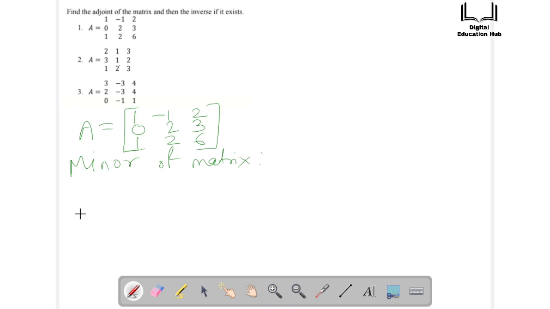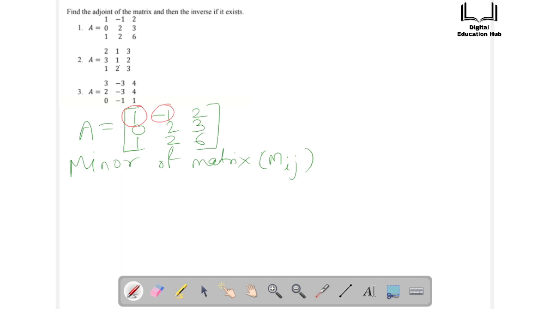so minor of matrix, we are using small m notation, and we denote it with Mij, that is the rows and columns related to that element. So here Mij, i stands for rows, j stands for columns. So when I say we need to find the minor, we can find the minor for all the elements, like for 1, for this minus 1, 2, like that.